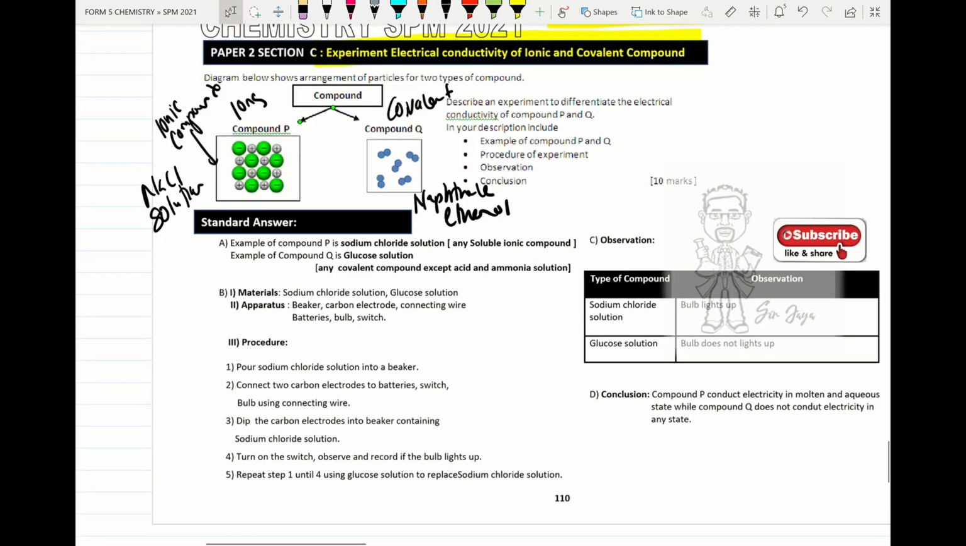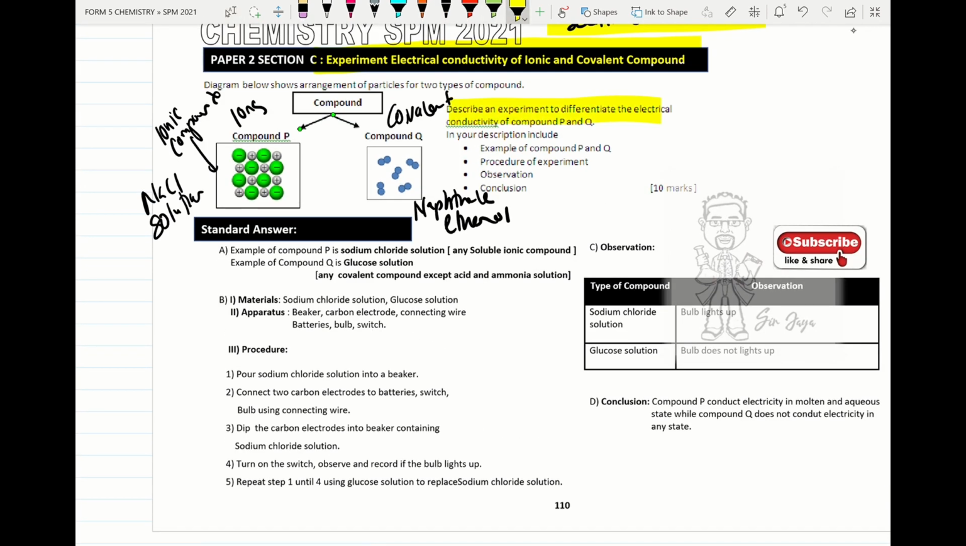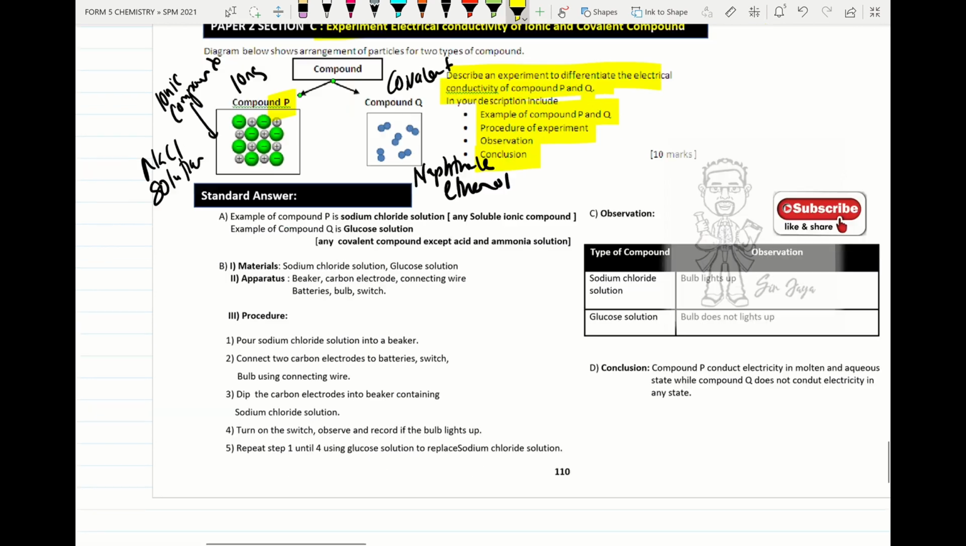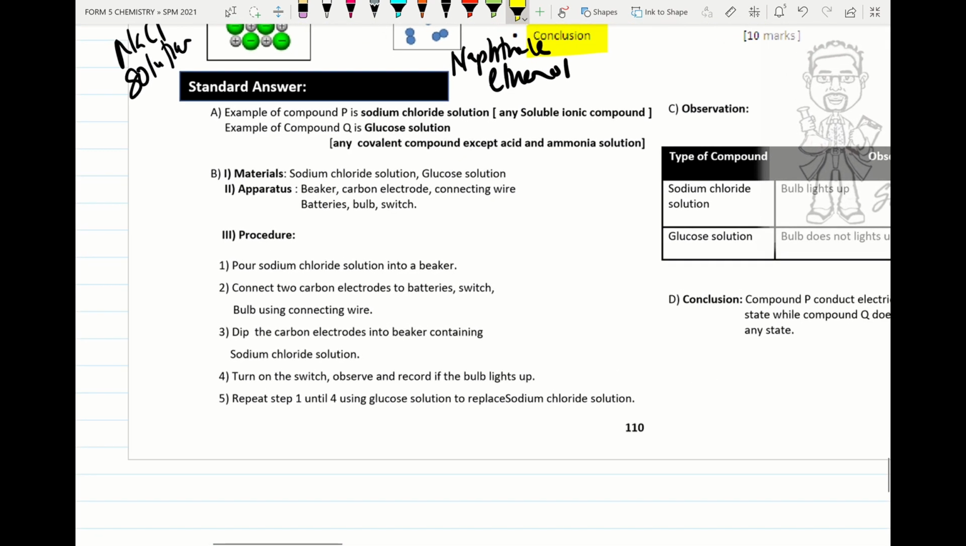So we check the question. Describe an experiment to differentiate the electrical conductivity of compound P, an ionic compound, and compound Q. Give examples of compound P and Q, the procedure, observation, and conclusion. For compound P, I take sodium chloride solution. For compound Q, I take glucose solution. The materials needed are sodium chloride solution and glucose solution. The apparatus needed are beaker, carbon electrodes, connecting wire, battery, switch, and bulb.